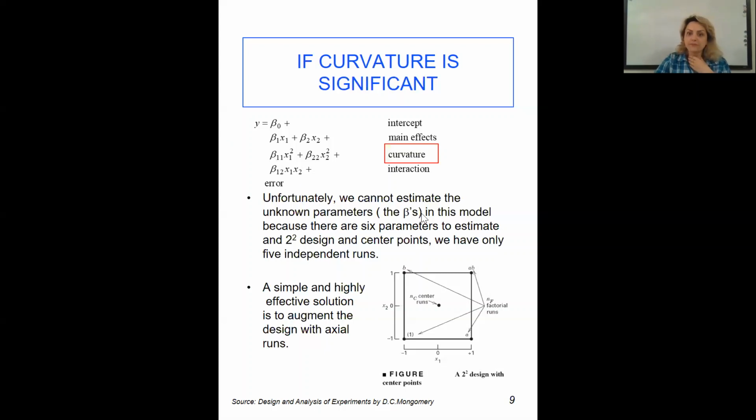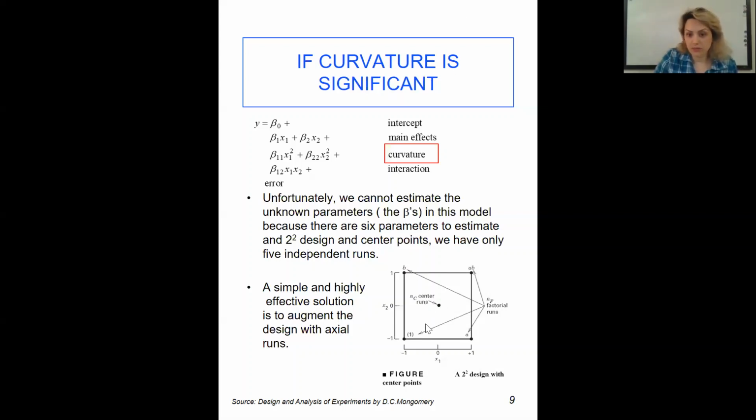So here we would say that, unfortunately, we cannot estimate the unknown parameters, the betas in this model, because there are 6 parameters to estimate, and with the 2 power 2 design and 1 center point that we had, we have only 5 independent runs. So what was the solution? A simple and highly effective solution is to add axial runs to the design.